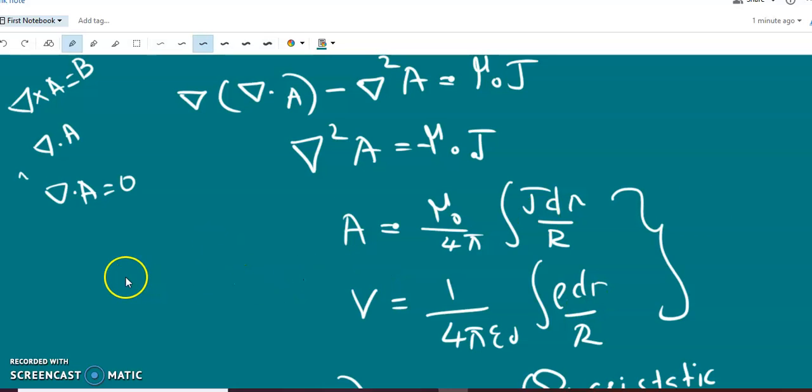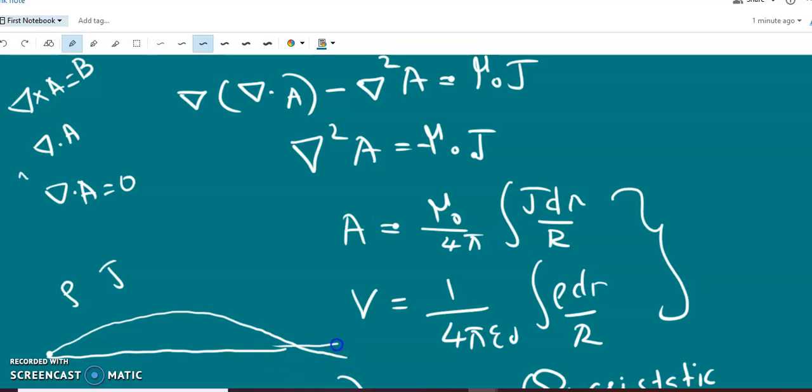So this can be neglected if rho and J vary slowly with time. That means the frequency of variation of rho and J is very, very small. Frequency small means the corresponding wavelength is very, very large. If we take a particular variation, the wavelength is very, very large. So for a particular interval R, if R is very, very small compared to the wavelength, then rho is approximately a constant, and J is also a constant. So we can use this equation in that case only.